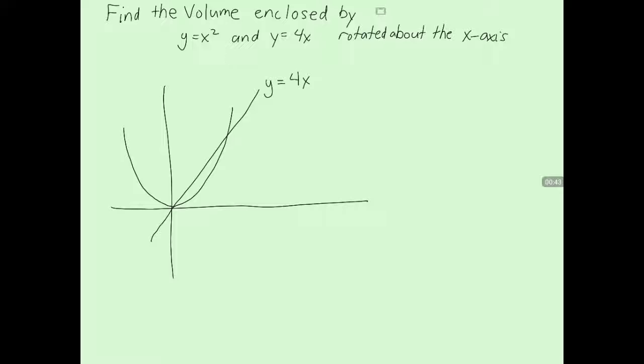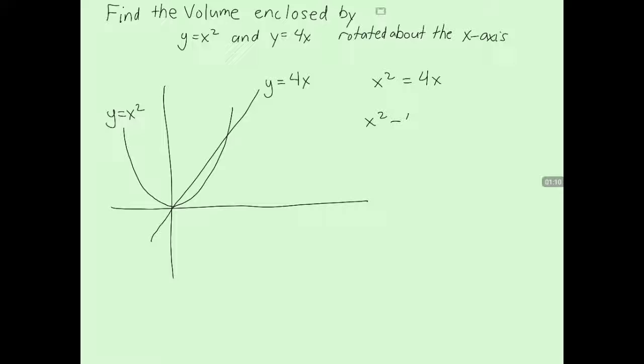And right now we're going to find where the line intersects the parabola. So y equals x squared. And we do that by setting the functions equal to each other. So we're going to set the two functions equal to each other. We're going to let x squared equal 4x, and we're going to find out where they intersect.